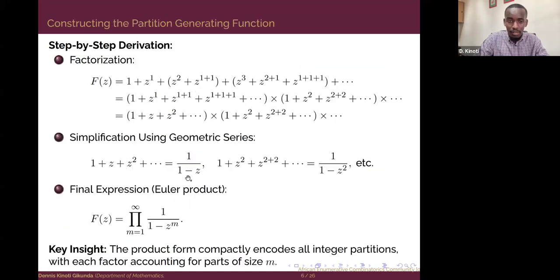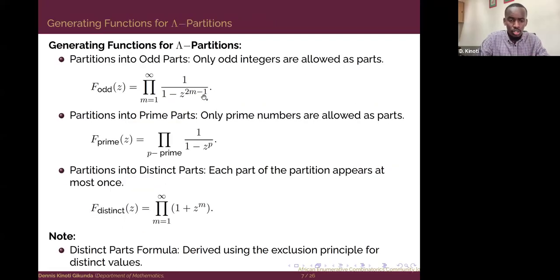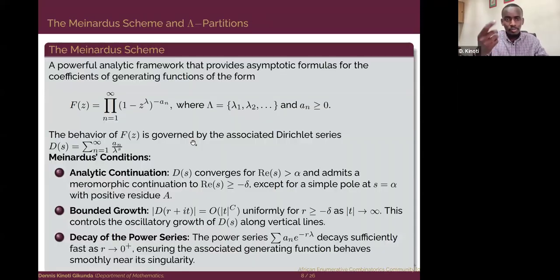And then for distinct parts, it's a little bit more interesting, because if you look at these, you just want one appearing just once. So you pick 1 plus z to the 1 and then remove the other part. If you want 2 appearing just once or not appearing, then it's 1 plus z squared and then you remove the other part. So basically it's an inclusion-exclusion principle that we use to derive the formula for distinct parts.